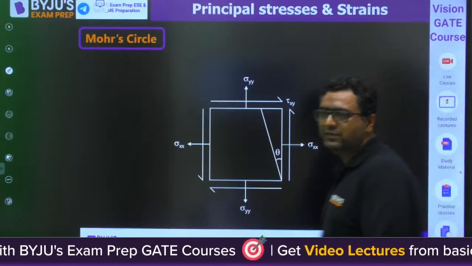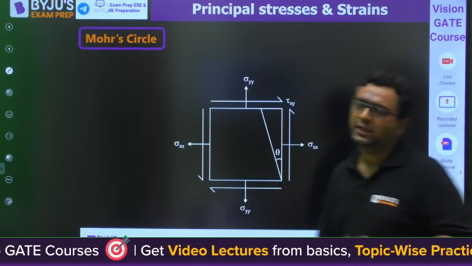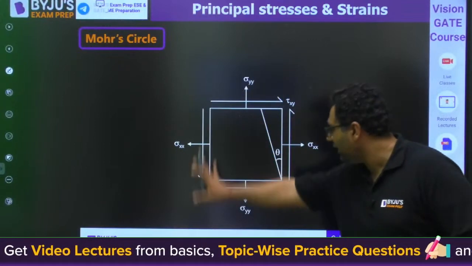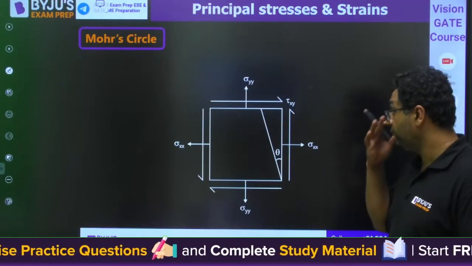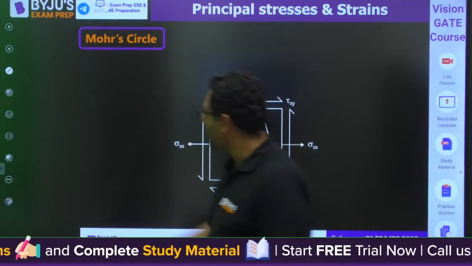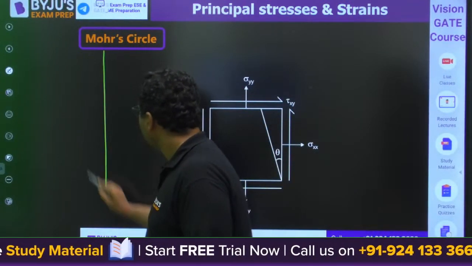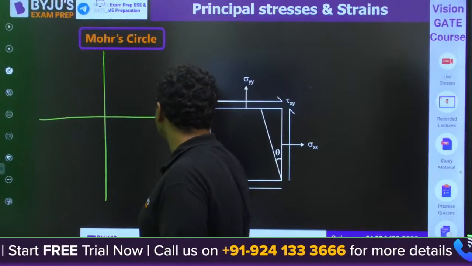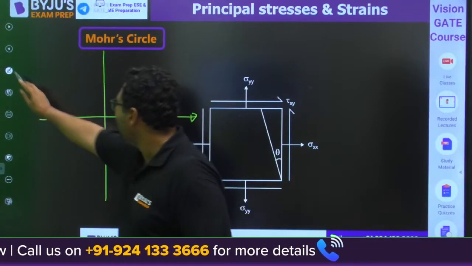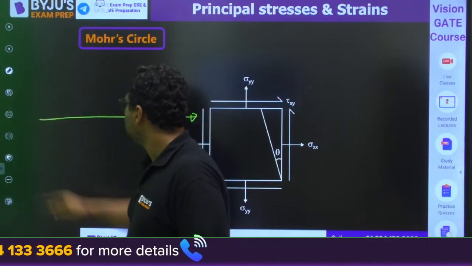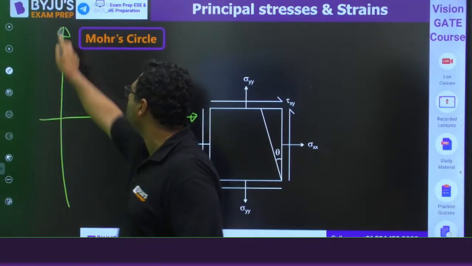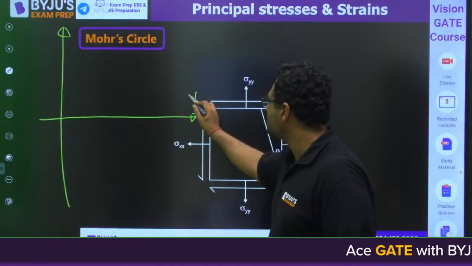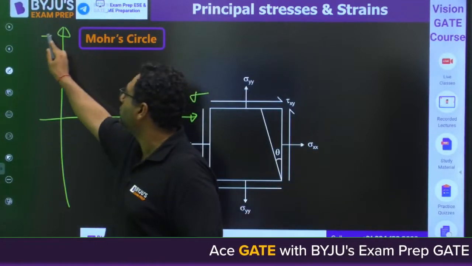Now my dear, we will see how to plot the Mohr circle. If this combined loading case is given to us, how will we plot the Mohr circle? In the Mohr circle, first of all you need to understand, on the x-axis we show normal stress, on the y-axis we show shear stress. So here we will show sigma, here we will show tau.